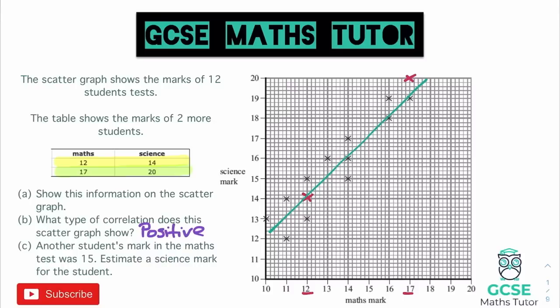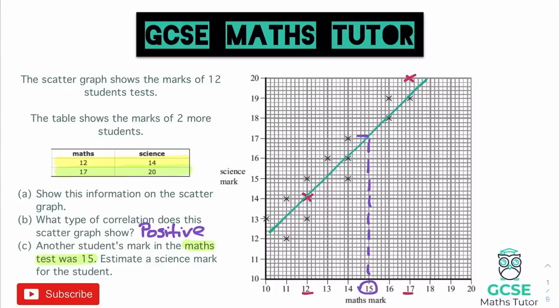It says another student's mark in the maths test was 15. Estimate the science mark for the student. Now this is easy enough. All we need to do is find that information on the axes. So we have a maths test mark of 15. So if we go along the maths marks and we get 15 down here, all we're going to do, and do show this working out, we're going to get a ruler and we're just going to go up to our line of best fit. And this is where everybody's answer will slightly change depending on your line of best fit.